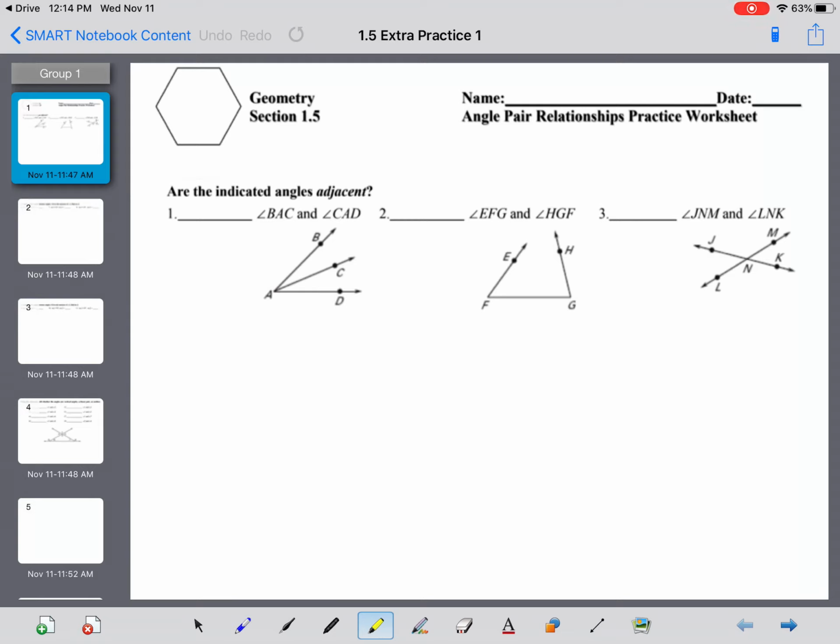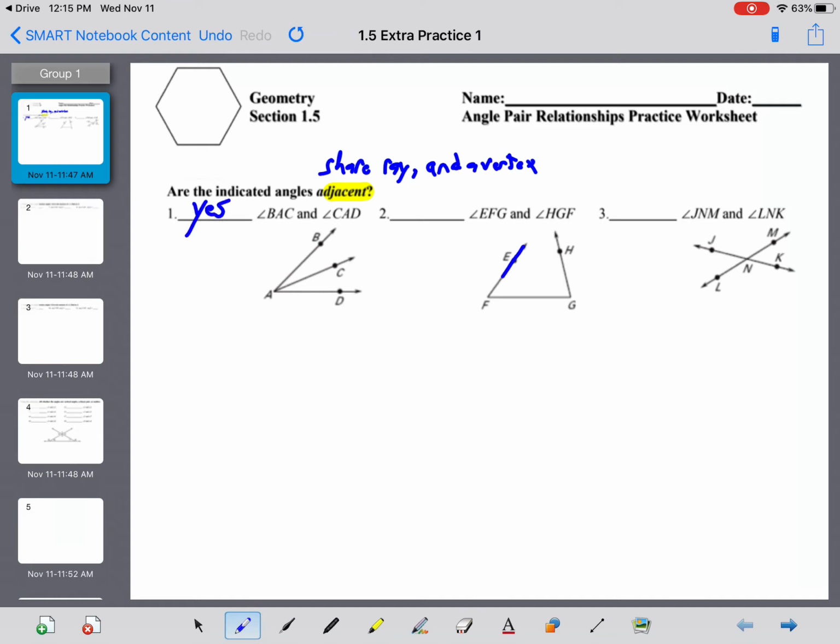Are the indicated angles adjacent? Remember, adjacent means that they share a side or a ray and a vertex. Okay, if you look at number 1, they ask for BAC and CAD. Now they share a vertex A and they share this ray AC. So these are adjacent, yes.